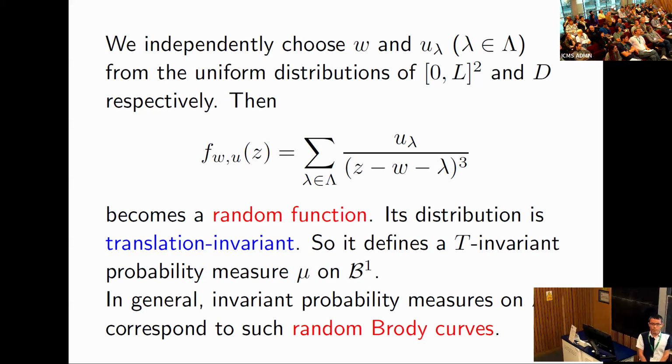Is it clear? When you say in general, invariant probability measures correspond to random families, you mean all of them look like this? No. In general, there is no closed formula. Conceptually, considering a measure is equivalent to considering some random functions.